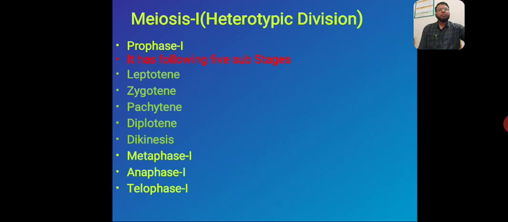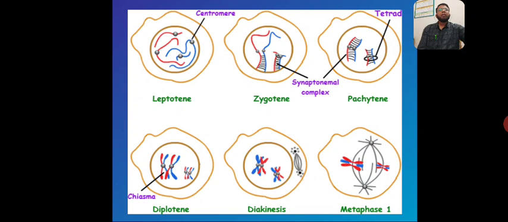So prophase first, as I have just discussed: leptotene is the first subphase, zygotene is the second, pachytene is the third, diplotene is the fourth, and diakinesis is the fifth subphase of meiosis. Later comes metaphase first, then anaphase first, then telophase first. So the meiosis first division takes place in these subphases.